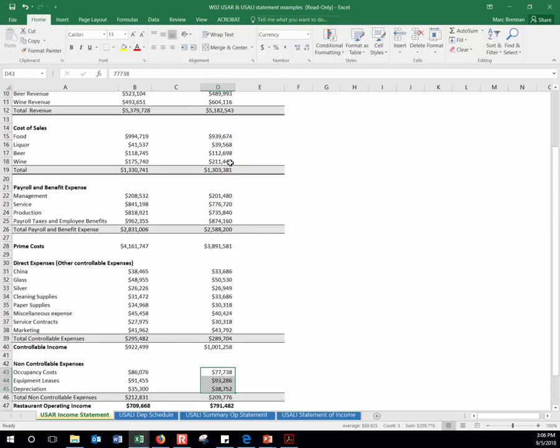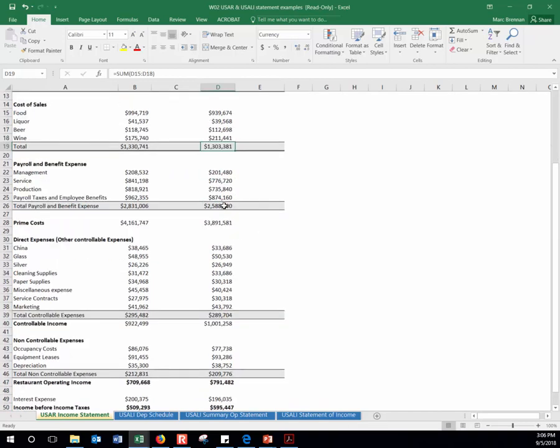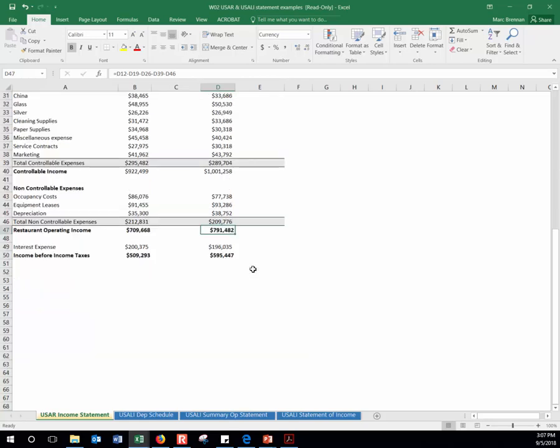So when you take away from your revenue, we took away our cost of sales, our total payroll, and our total controllable expenses. That gave us our controllable income. And then if we take away from our controllable income, our total non-controllable expenses, that gave us our restaurant operating income. And if we take away from that any kind of interest expense that's listed, we would then have our income before income taxes.